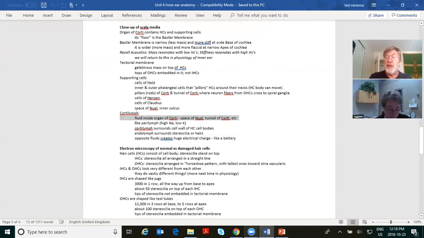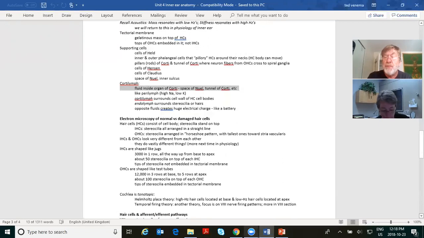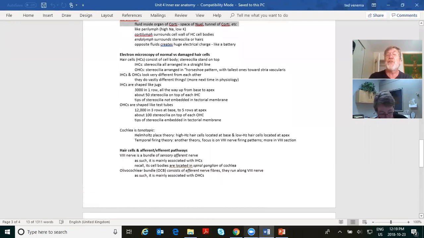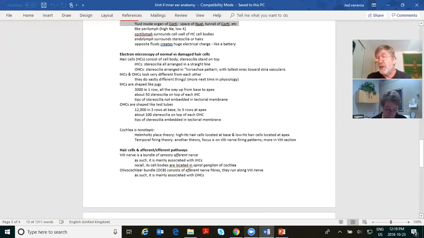Outer hair cells versus inner hair cells, yes, know the numbers and know the numbers of the hairs. Know what the word tonotopic is. Associate the name Helmholtz with tonotopic. And then have a passing awareness in finality regarding the eighth nerve versus the olivocochlear bundle. One's afferent, one's efferent. One communicates with inner hair cells mostly, one communicates with outer hair cells mostly. That would be done.